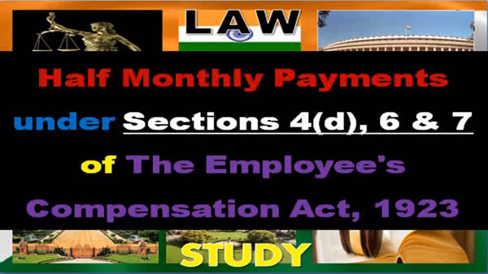Clause D. Where temporary disablement, whether total or partial, results from the injury, a half monthly payment of the sum equivalent to 25% of monthly wages of the employee to be paid in accordance with the provisions of subsection 2.